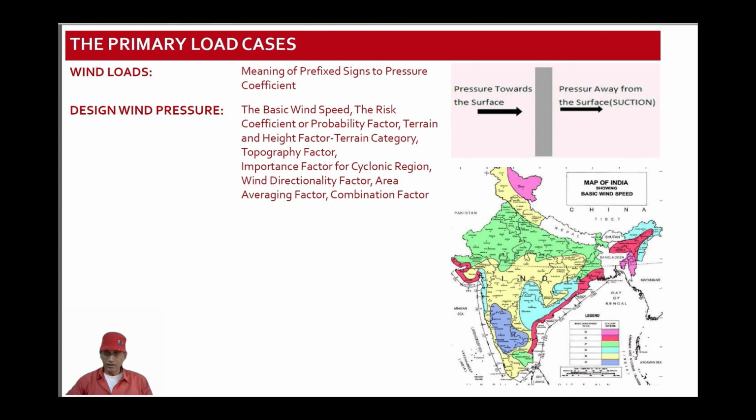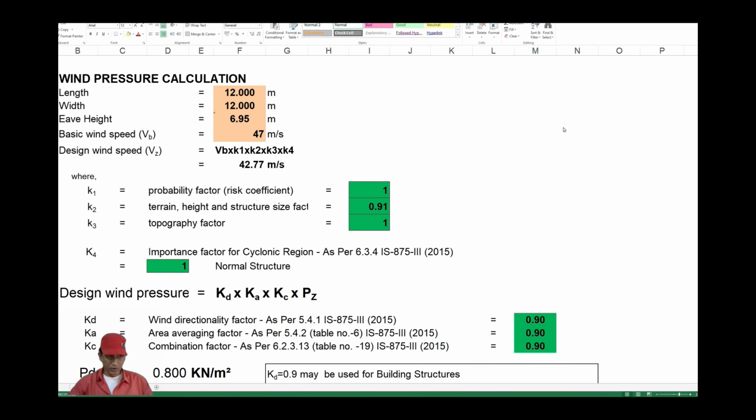The code divides the entire country into different basic wind zones. It has given a figure of our country in this form with basic wind zone regions. So to arrive at design wind pressure, we have to consider basic wind speed, the risk coefficient or the probability factor, the terrain or height factor, topography factor, important factor for cyclonic region, wind directional factor, area averaging factor, and combination factor. Let us now compute the wind pressure.